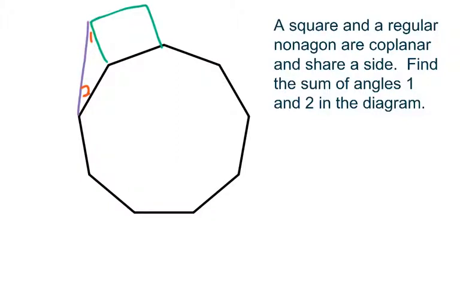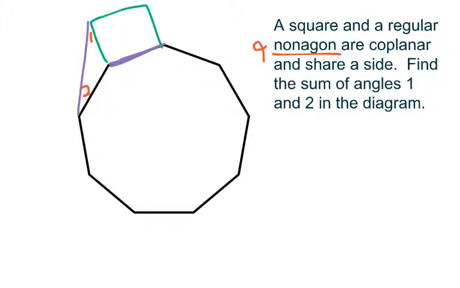Alright, a square and a regular nonagon, nonagon is 9 sides, are coplanar, and they share a side. They're sharing this side right here, so I'll highlight that one. And it wants to know the sum of the angles of 1 and 2, so 1 plus 2, whatever these two angles are, is what it's looking for.